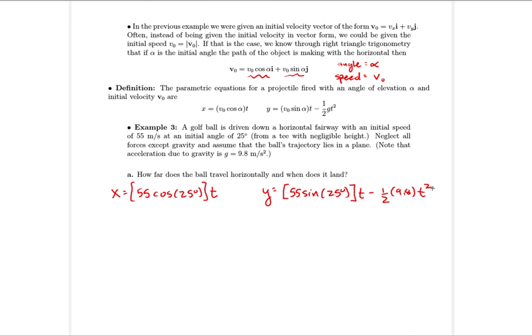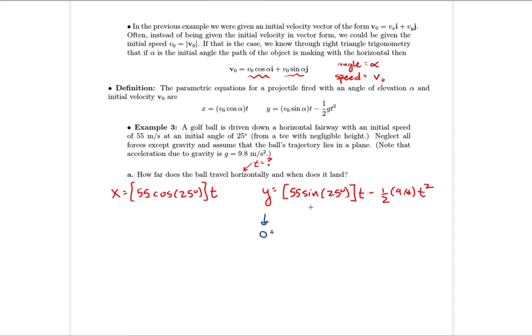All right, now it asks us how far does the ball travel horizontally and when does it land? In order to figure out how far it travels horizontally, we need to know what is the t value when it lands, right? So we actually need to answer the second question first. When does it land? Or in other words, when is the y value going to be equal to 0?